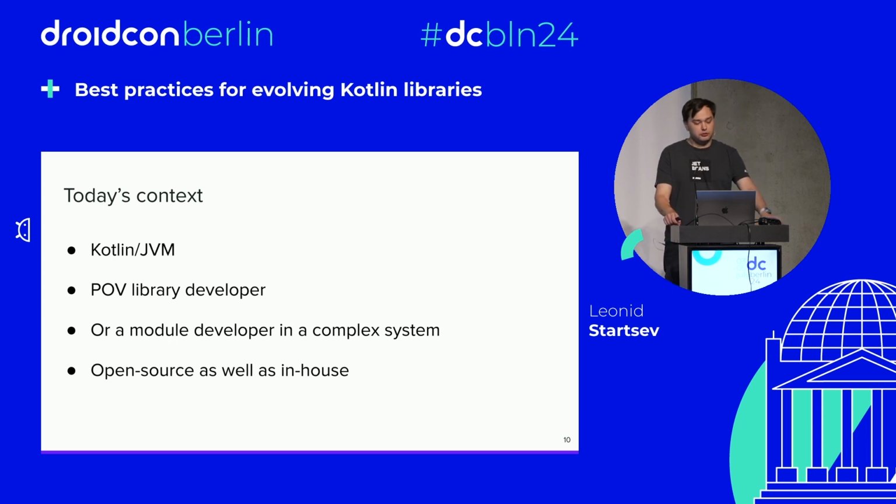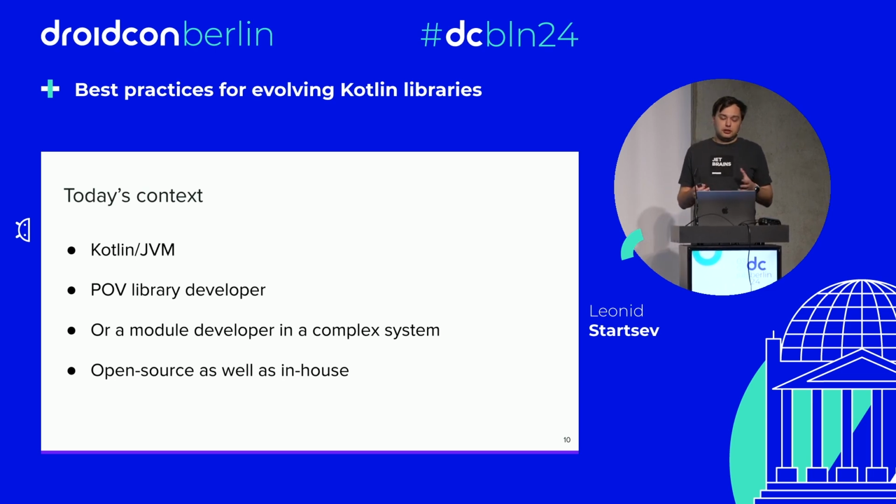So today we'll be talking mainly about Kotlin JVM. On Kotlin Native, of course, it is also important to care about binary compatibility for klibs. But it has slightly different rules, so unfortunately, we don't have time to cover them today. We will be talking from the point of view of a library developer, so what we can do to prevent these situations. And it can be a non-open-source library.